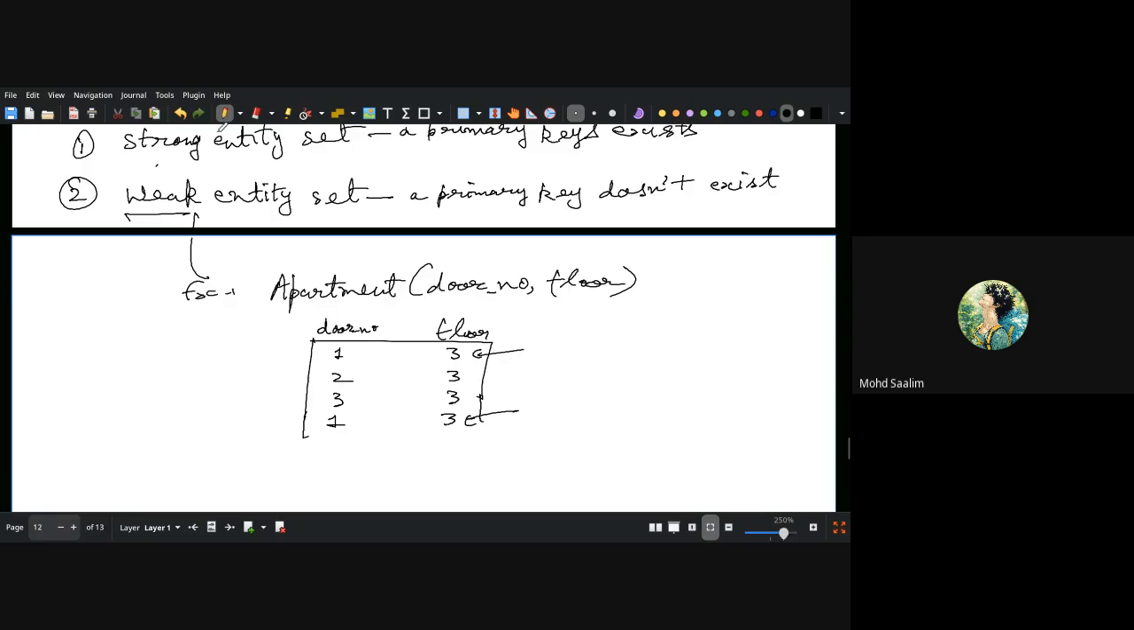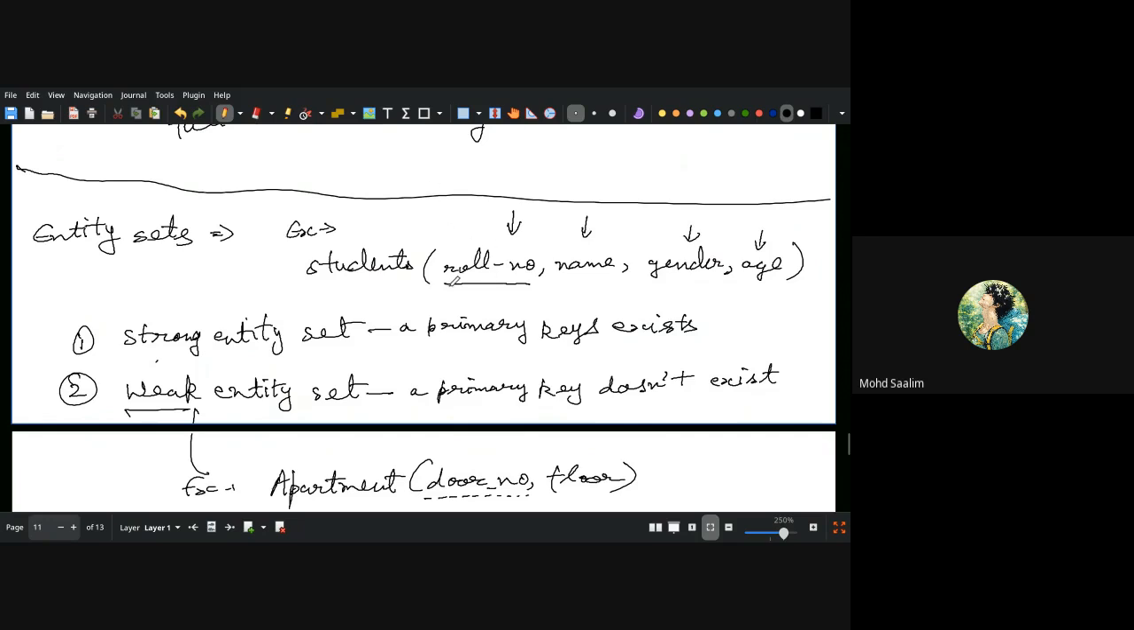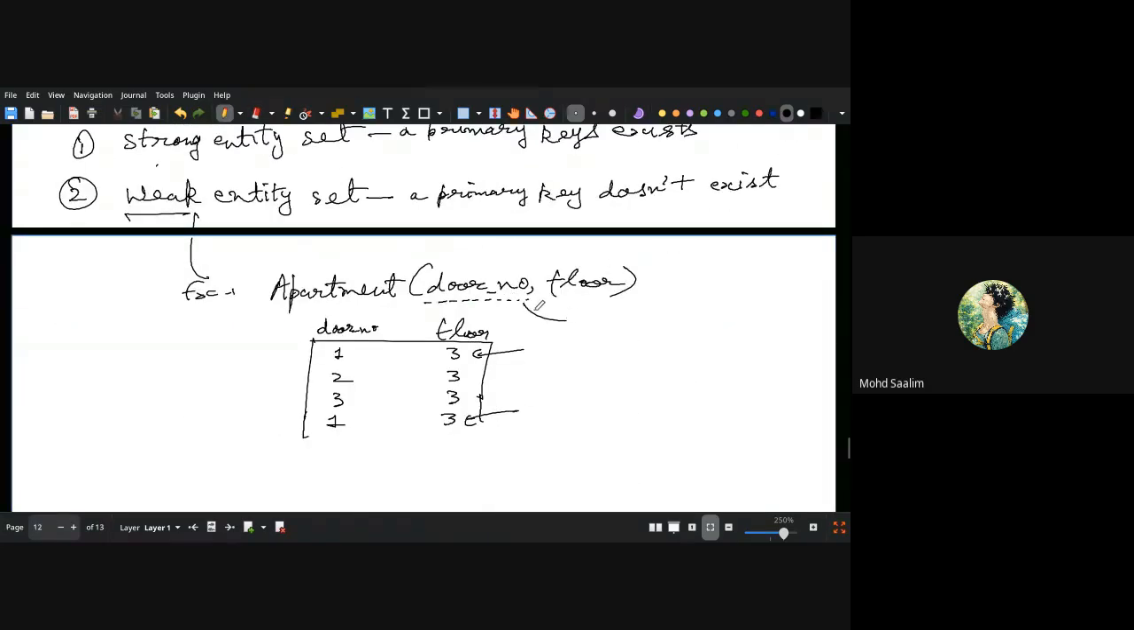So you see, for weak entity sets, primary key doesn't exist, but a discriminator exists. Discriminator is just like a primary key, but it is weak. For example, this door number is a discriminator. And just like I said, you use underline to show primary key. In the same way, when you want to show discriminator, you again use underline, but dotted underline. So whenever you see dotted underline, first thing you will understand it is a weak entity set. Second thing, you will understand it is a discriminator.